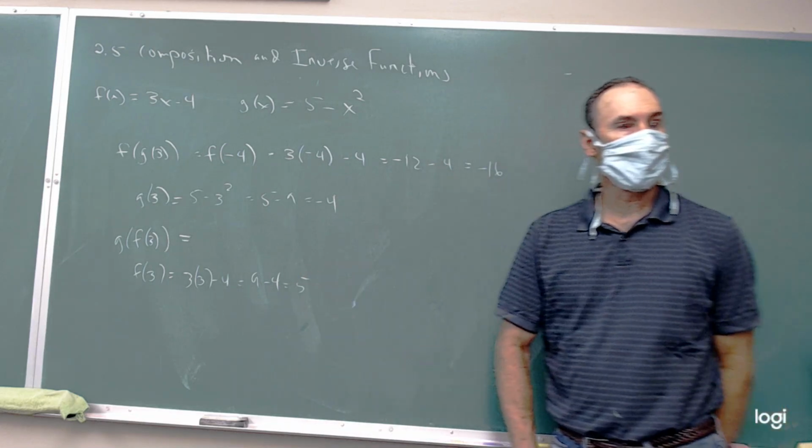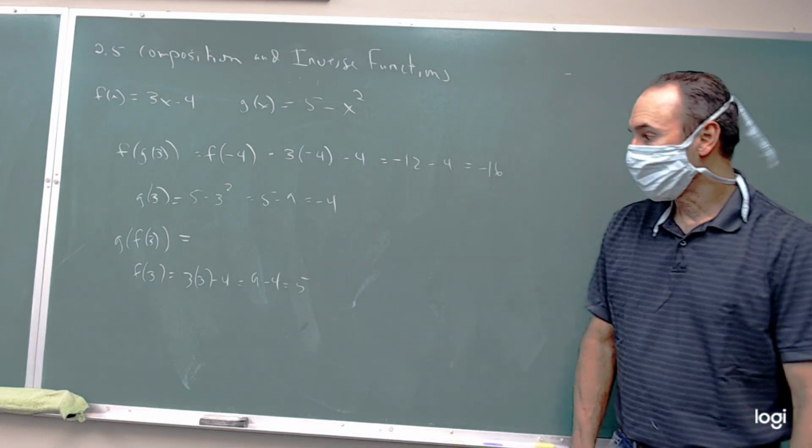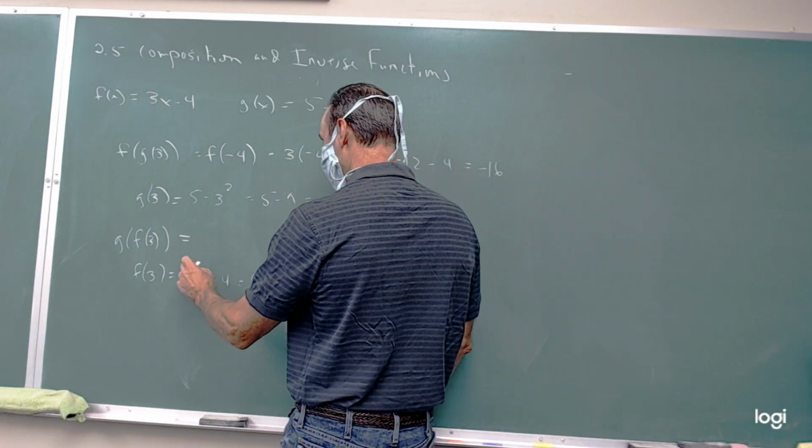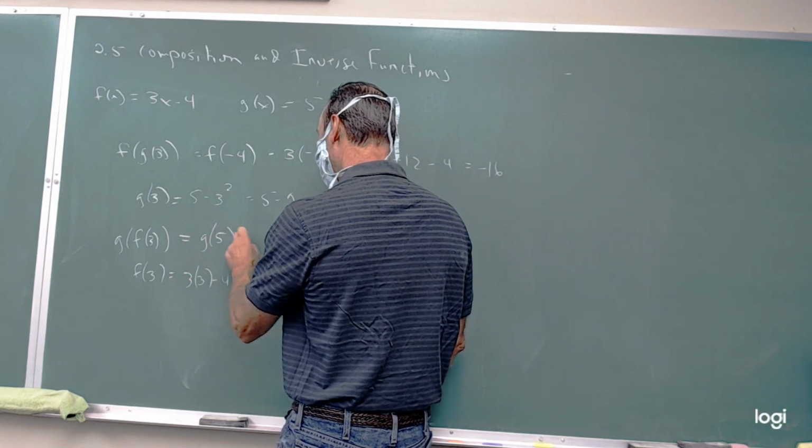We okay so far? I need nods of heads. Okay, and that in turn is going to go into g. So we're going to get g of 5.